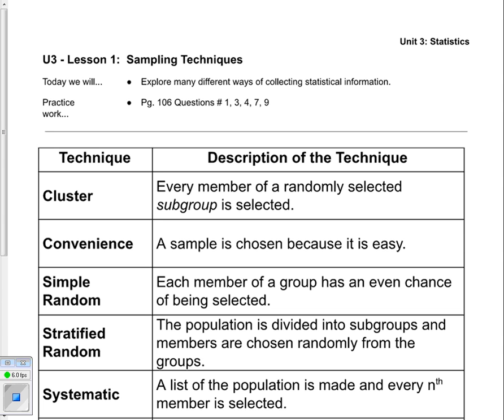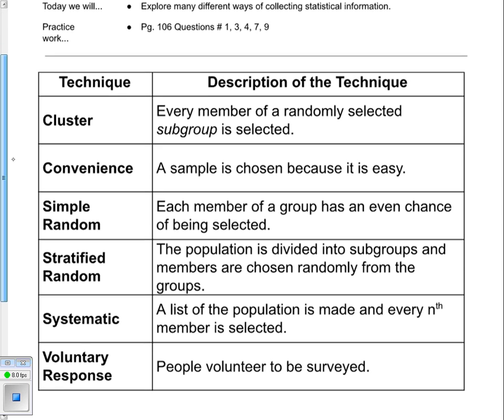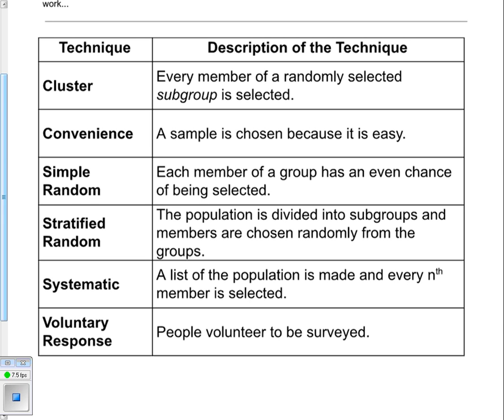As we start off looking at the statistics unit, we want to understand a couple of key terms that are going to go along with this. Today we're going to take a look at sampling techniques and different types of sampling techniques, and explore different ways to actually collect numerical data, statistical information. We're going to start off by taking a look at both the techniques and a description of what that technique actually implies. We are going to look specifically at 6 techniques.